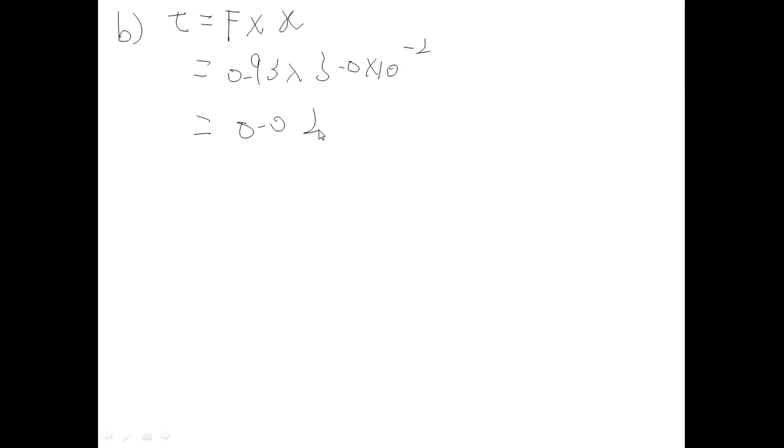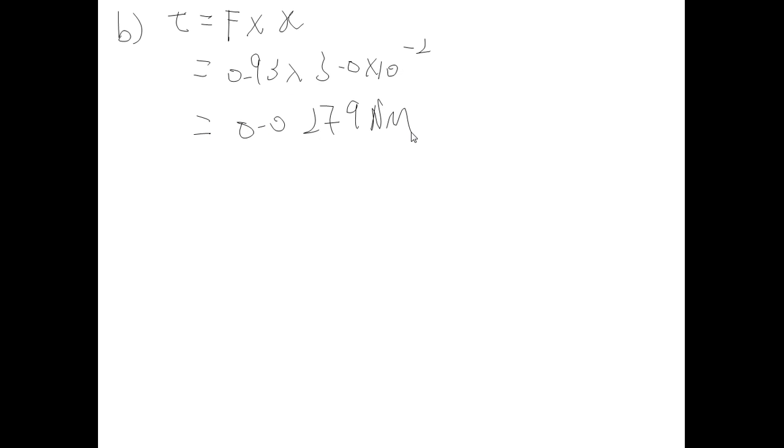What is the torque that will act on the longer side? The torque will be the force times the distance between the two forces. The force that we calculated is 0.93, and the distance between these two forces is actually our short side, which is 3.0 times 10 to the power negative 2 meter. So at the end I should have 0.0279 Newton meter.